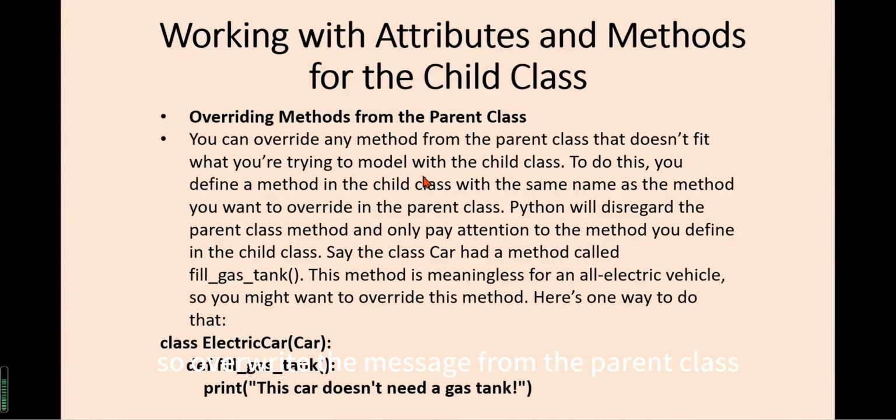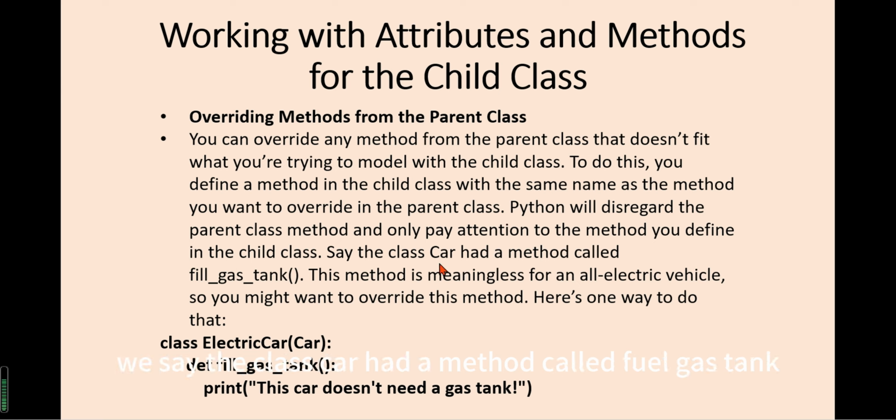Overriding methods from the parent class. You can override any method from the parent class that doesn't fit what you are trying to model with the child class. To do this, you define a method in the child class with the same name as the method you want to override in the parent class. Python will disregard the parent class method and only pay attention to the method you define in the child class.